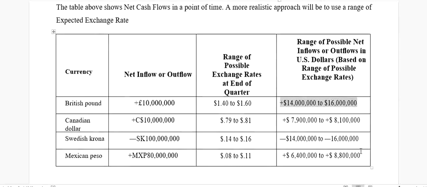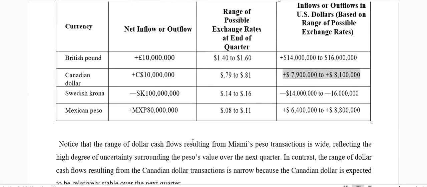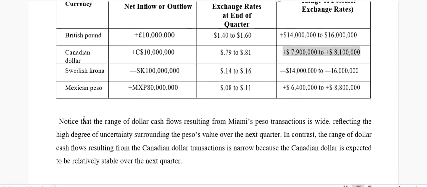Now from here we can get a very clear idea of the business Miami has in the UK. From the UK business, the minimum net cash flow they can generate in terms of dollars is $14 million, while the maximum they can generate is $16 million. From the Canadian dollar they can generate a minimum of 7.9 million and a maximum of 8.1 million. As I said earlier, the bigger the difference, the bigger the risk, and the smaller the difference, the smaller the risk. So notice the ranges here.